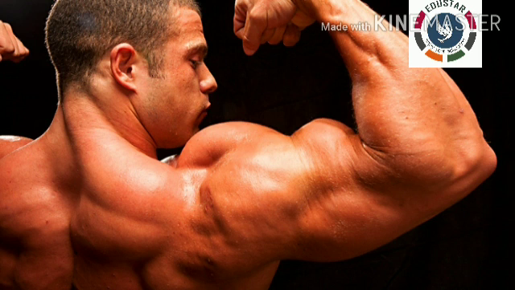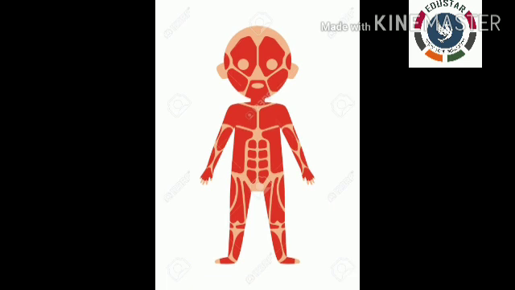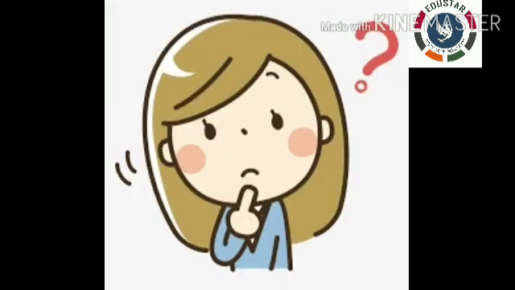Where do we have big muscles? The muscles in our legs and arms are big. And where do we have small muscles? The muscles that help to move our eyelids are small. Guess and tell me how many muscles are there in our body? More than 600 muscles we have in our body.